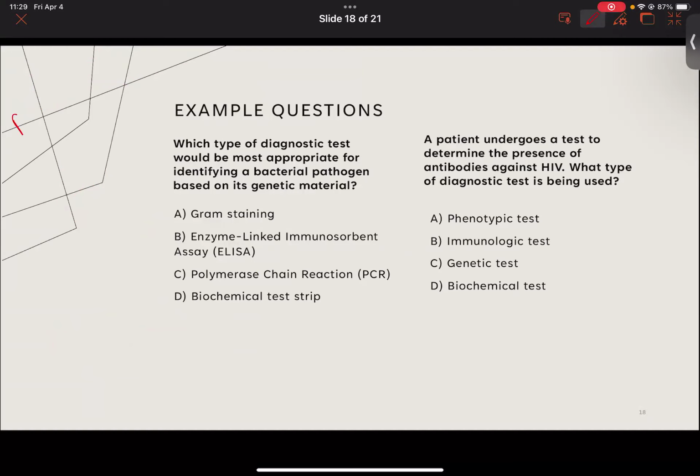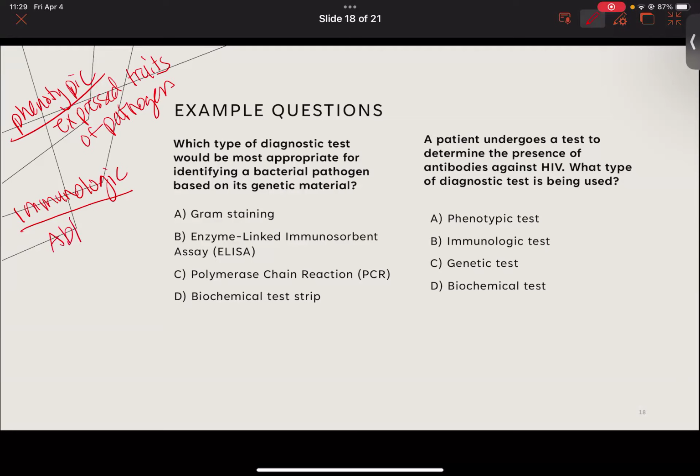So let's write that out to the side. Phenotypic. These are expressed traits of a pathogen. Immunologic. This is dealing with antibody or antigen immune response factors. And then genotypic. This is just dealing with nucleotide sequence.